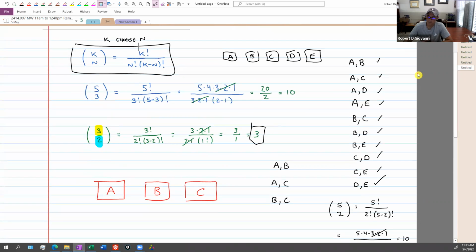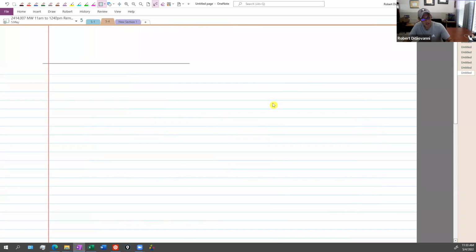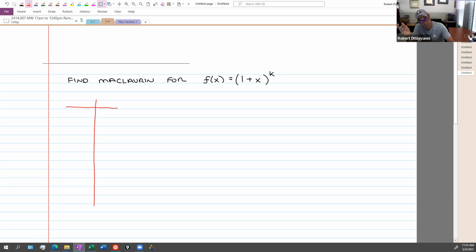All right. Now let's get to what we want to get to. What we're trying to do is find the Maclaurin series for the function f of x equals 1 plus x raised to the k power. All right, we are going to have to create the table. We're going to take our derivatives over here, and this will be our functions.